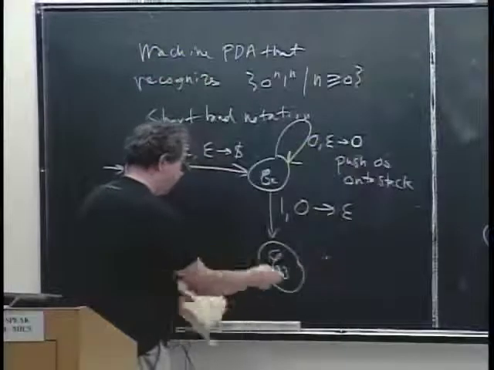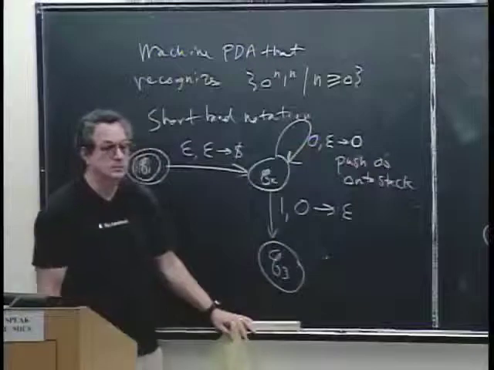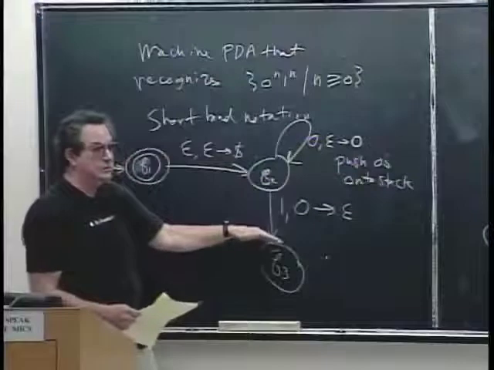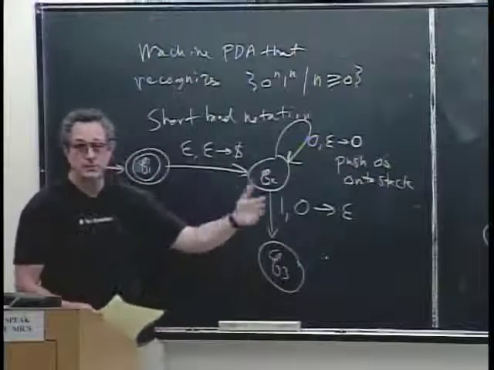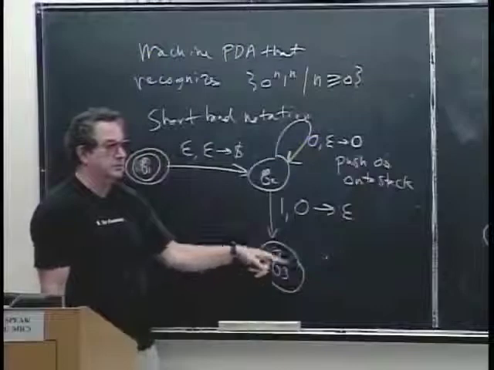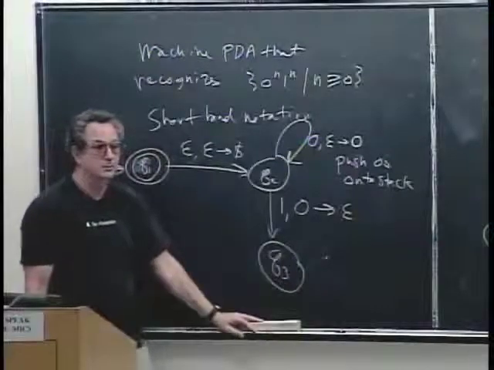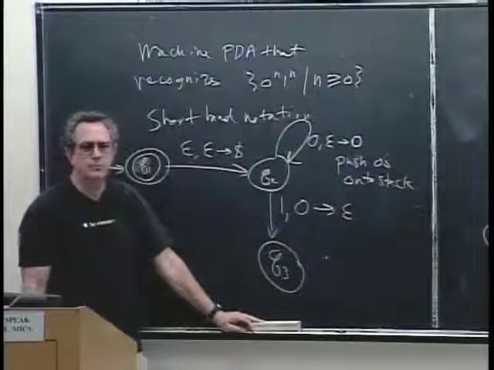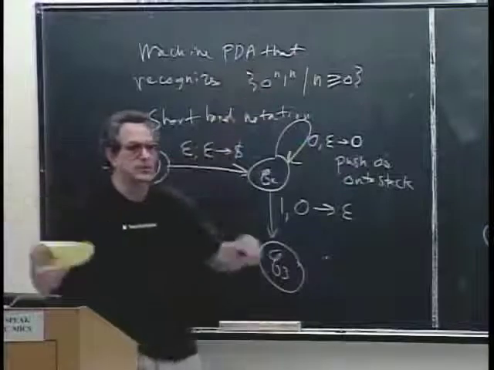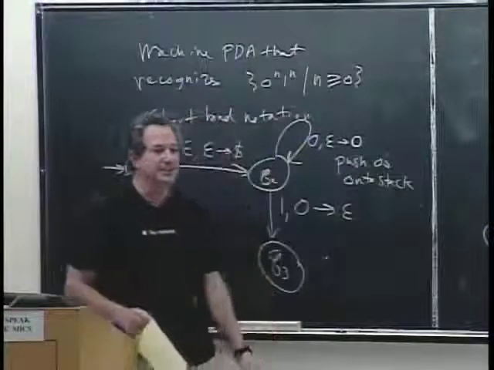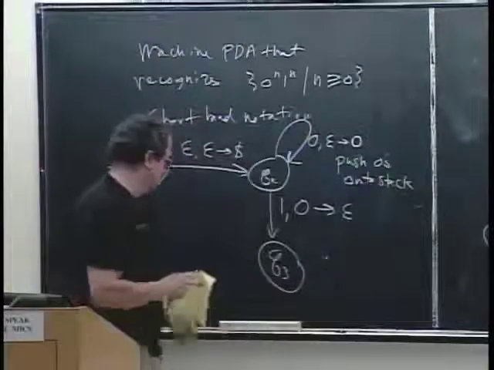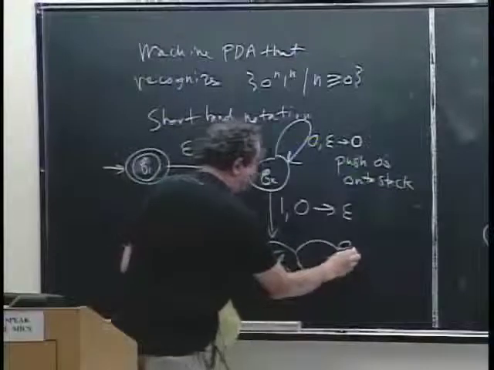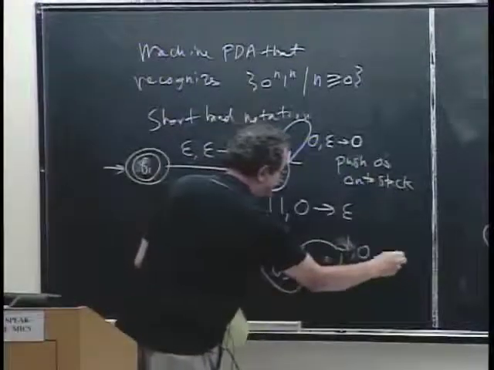Q3. What should we do in Q3? So this was the change here. We were seeing zeros. Now we're seeing ones. We're into the region of the string where we expect we're going to see ones. What should we do here? The same thing as from Q2 to Q3. Keep popping zeros as long as they're on the stack. Yeah, right. We're going to do the same: 1, 0 goes to epsilon.